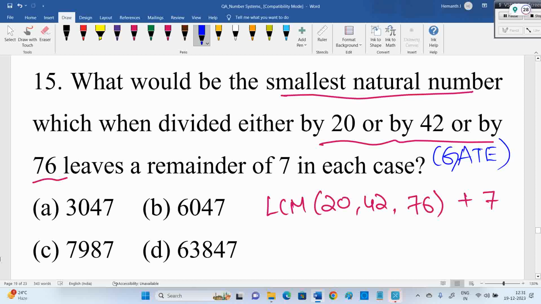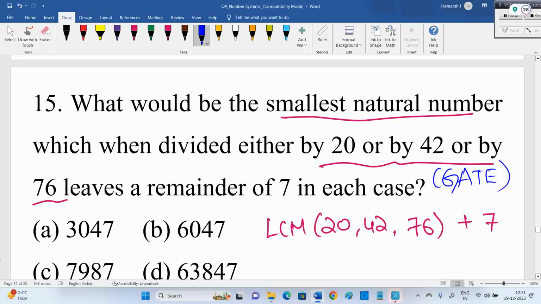LCM means we have to write prime number powers. So 20 is 2 square into 5. 42 is 6 into 7, and 6 is 2 into 3. 76 is 4 into 19, which means 2 square into 19. I'm writing every number as prime number powers.